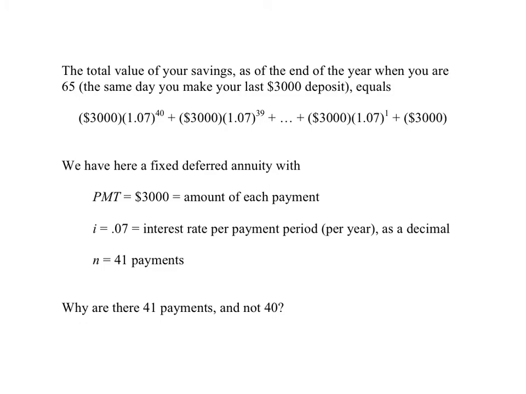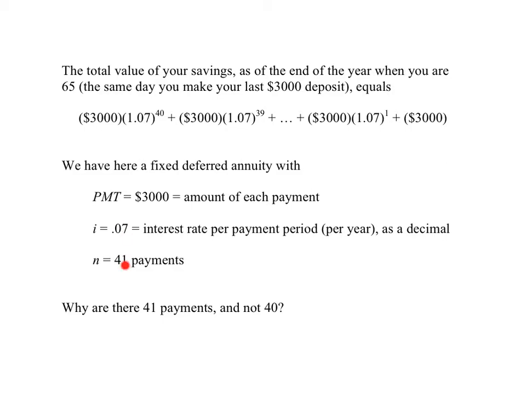We're ready to compute the value now of this long sum. We have to substitute in the right values to our formula. This is the slightly tricky part. So it's straightforward that $3,000 is the amount of each payment. And since these are yearly payments, we need the yearly interest rate, and that is 7%. That information is just given to us.